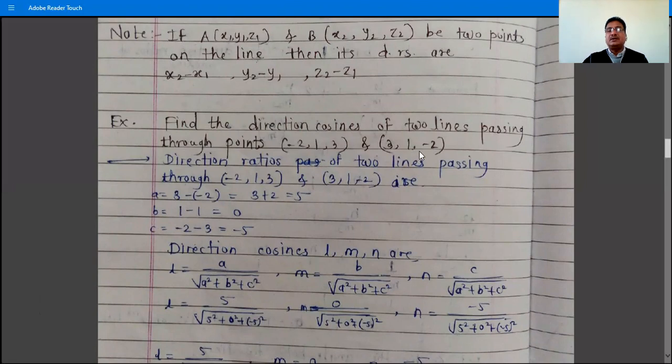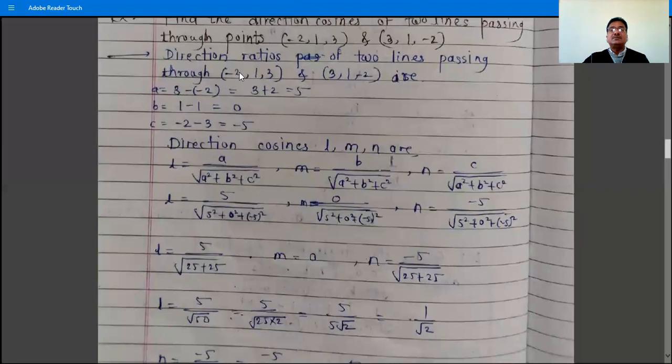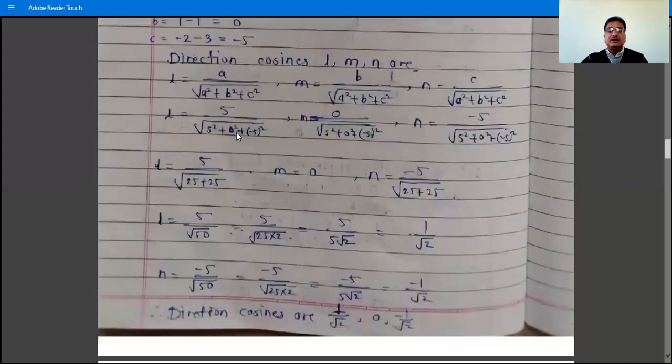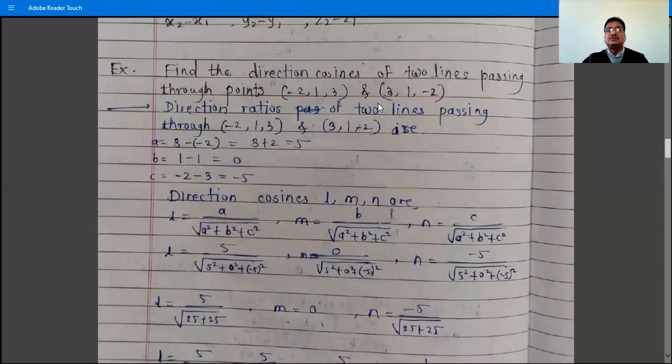So first find the direction ratios of the line passing through these 2 points. 3 minus minus 2, that is 5, is a. Then 1 minus 1 is 0, is b. And minus 2 minus 3 becomes minus 5. So 5, 0 and minus 5 are the direction ratios of the line passing through these 2 points.